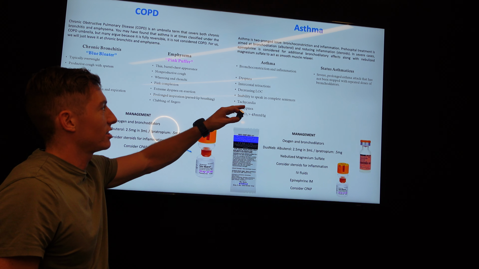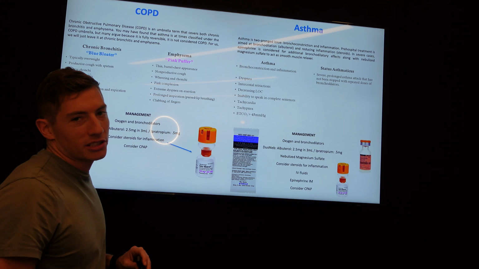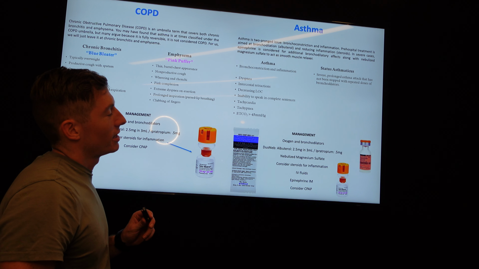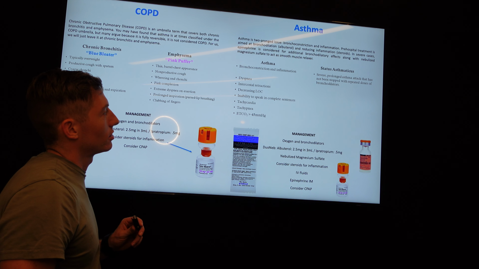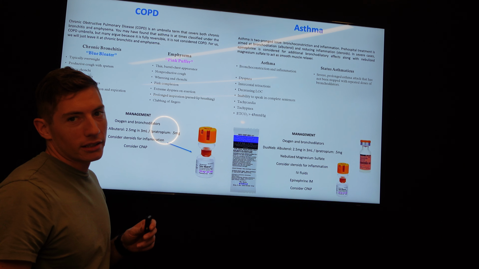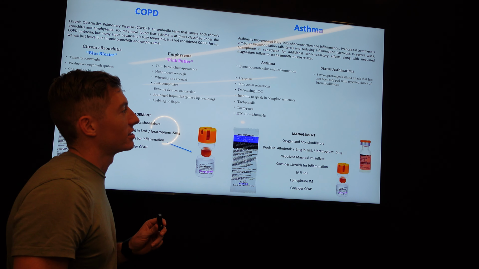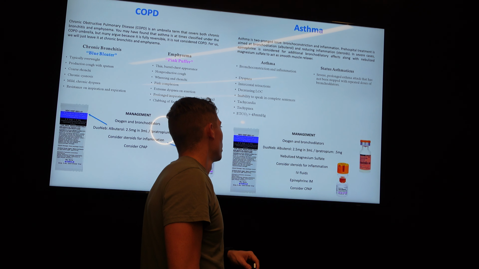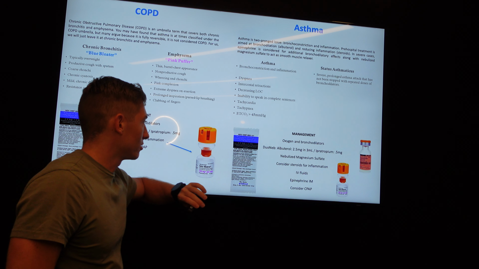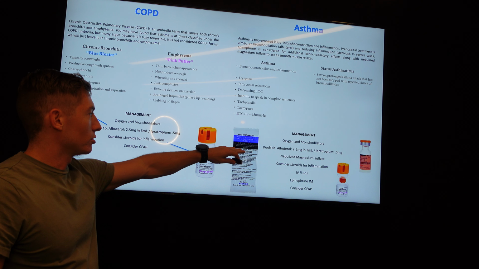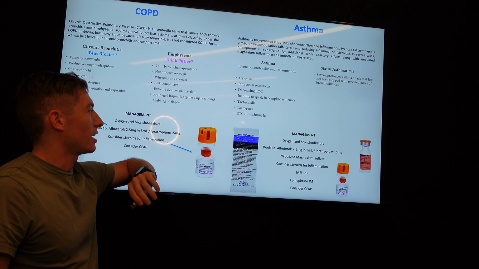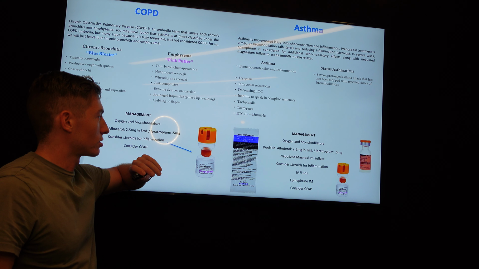And then status asthmaticus means they've been having an asthma attack more than 5 minutes, and Atrovent and other bronchodilators are not working. Just like status epilepticus is having a seizure longer than 5 minutes. Management, we have oxygen and bronchodilators, DuoNeb, albuterol 2.5 and 3 milliliters, and ipratropium 0.5 milligrams.